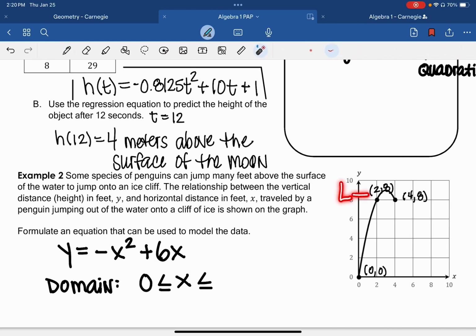Now I'm going to read over here to the right side of my graph. This is the last point on the right side of my graph, so this is where I'm going to put my wall. The x value of that point is 4, and so this is the number that I would use for the domain.